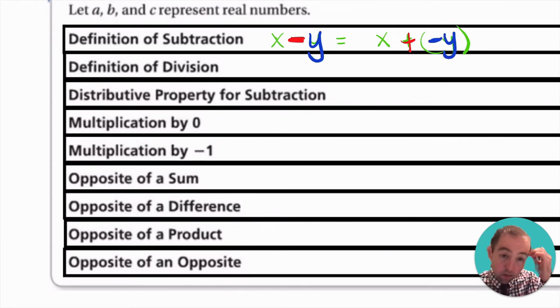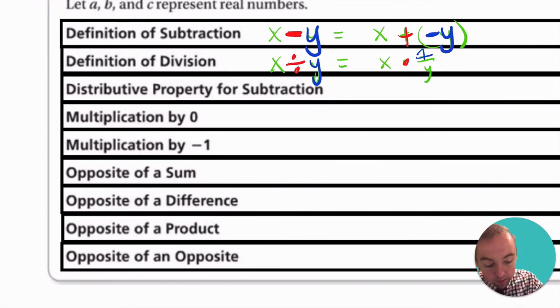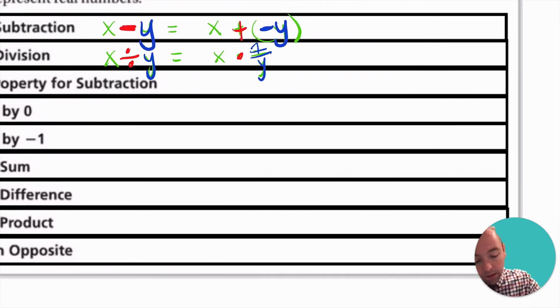Similarly, we define division in terms of a different operation, multiplication. So recall that x divided by y is actually the same thing as x times the reciprocal of y, which is going to be 1 over y always. So you can see there that instead of dividing, we've actually changed that to multiplication, and then rather than use the original number that we were trying to divide by, now we're going to multiply by the reciprocal this time.